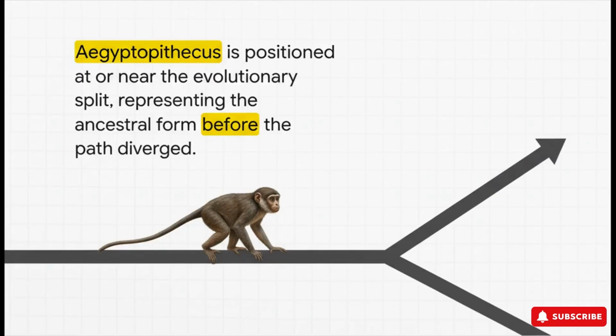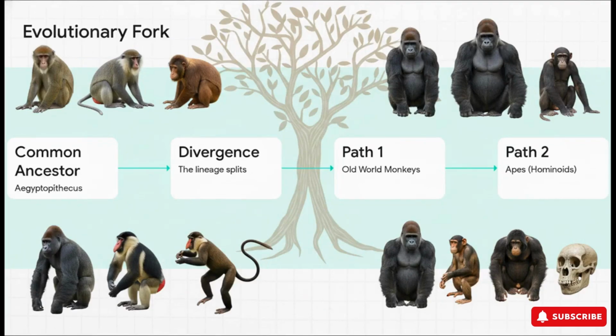Aegyptopithecus is positioned right there at or very near the base of that critical split. It represents the ancestral form just before the evolutionary path forked, leading to the two major groups of primates that are so successful today. This really illustrates that classic fork-in-the-road moment in evolution. You start with an ancestor, something like Aegyptopithecus. Then a divergence happens, and the path splits. One of those paths leads to the incredible diversity of Old World monkeys we see today. The other path leads to the apes, the hominoids, the lineage that ultimately includes us.